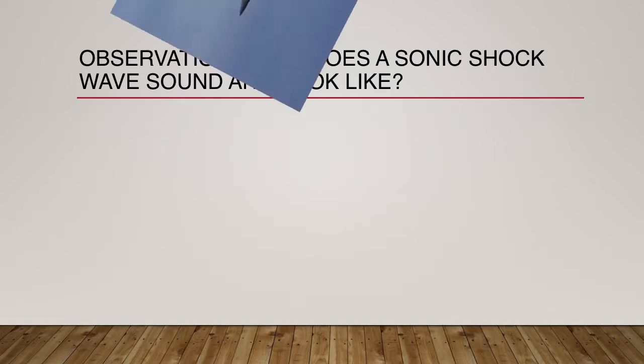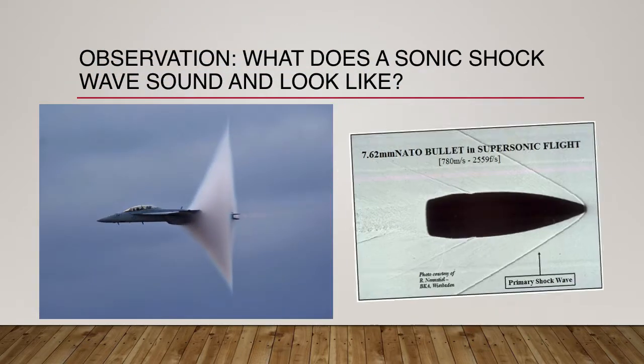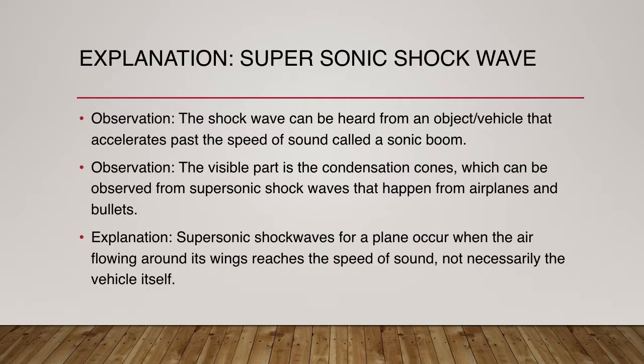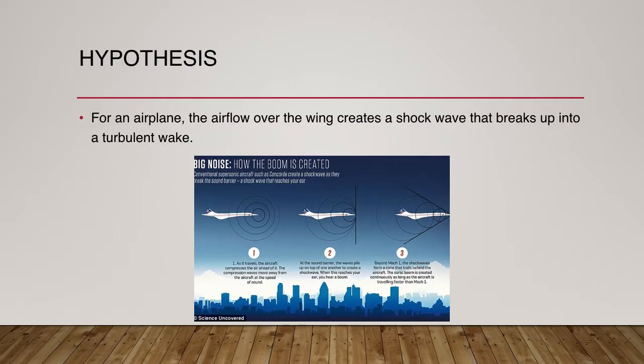A sonic shockwave occurs when the air traveling around an object is near and above the speed of sound. As you can see in these examples, there is a visible cone surrounding both the airplane and the bullet. A shockwave can be heard as a sonic boom when the object accelerates past the speed of sound and is visible as a condensation cone, as shown on the previous slide. This cone forms when the airflow velocity around the object is within 20% of the speed of sound.